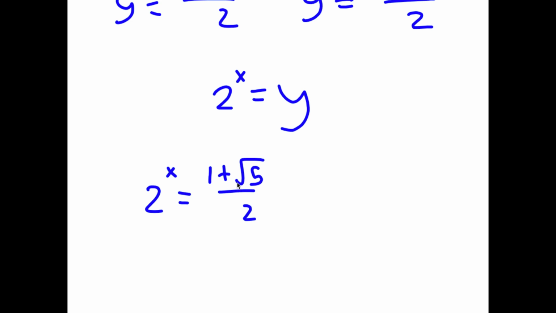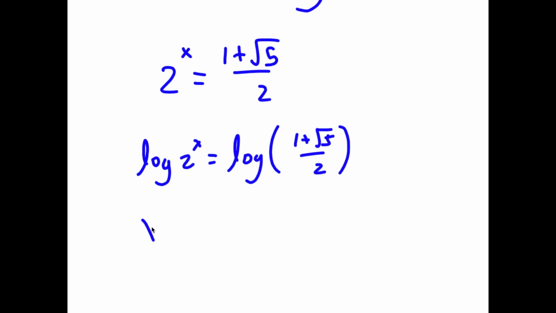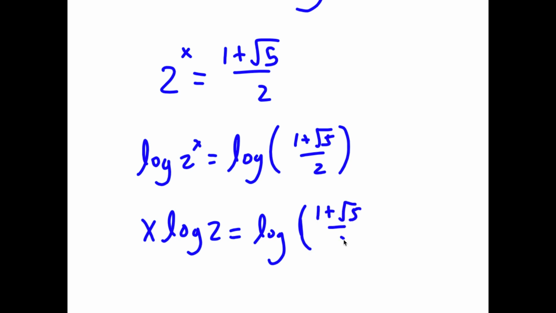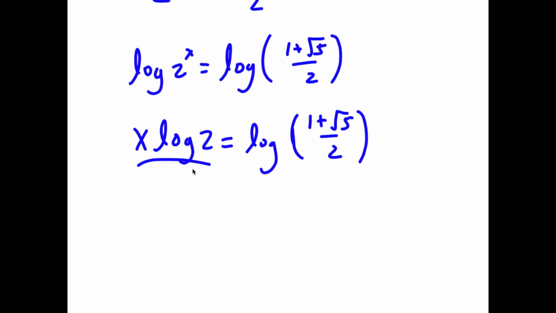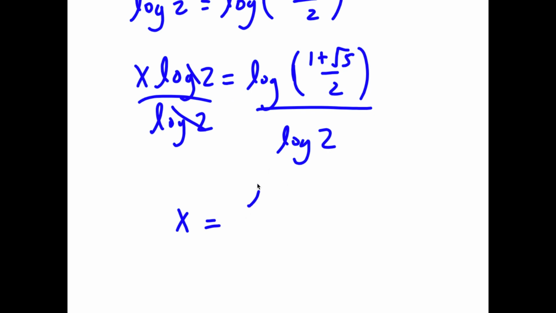So to solve this, I'm going to take the log on both sides. So then I have x times log 2 is equal to log of 1 plus the square root of 5 over 2. And now if I divide both sides by log 2, these two cancel out, and I get x is equal to log of 1 plus the square root of 5 over 2, over log 2.